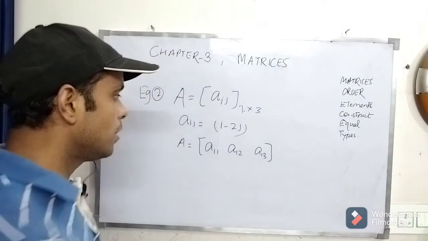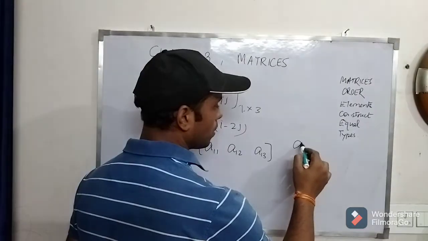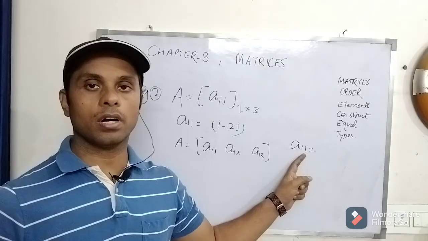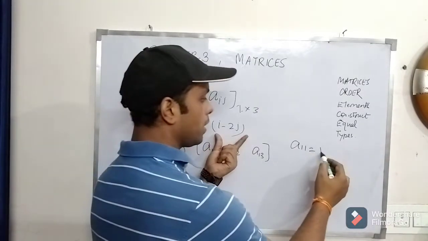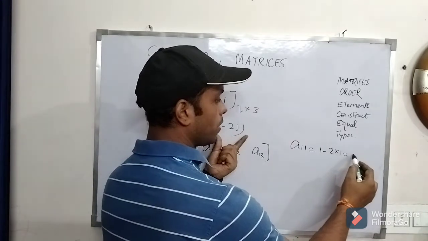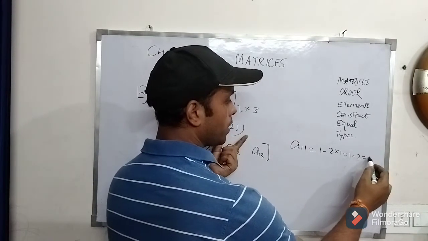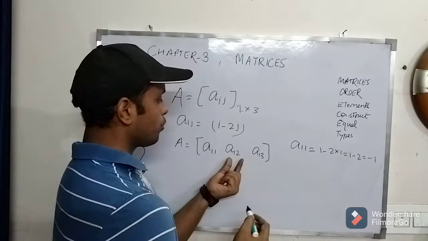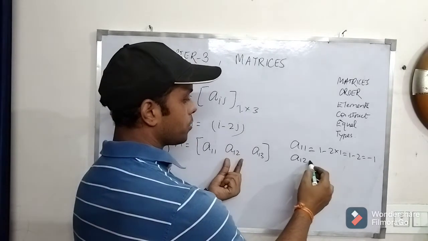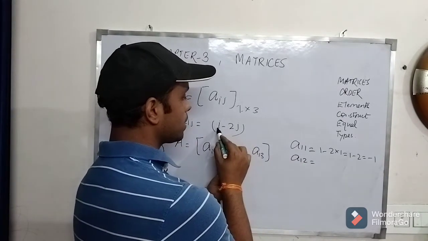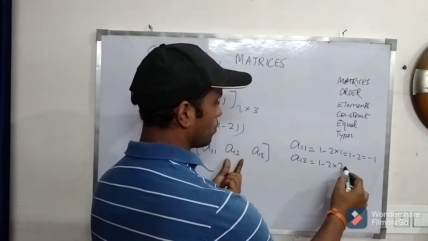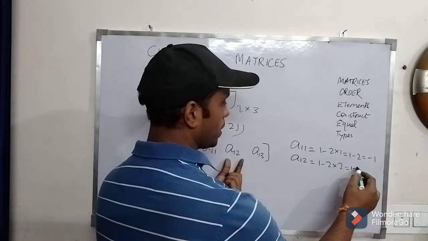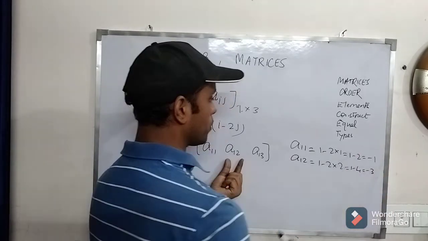It's very simple. Find a11, that means the value of i is 1 and the value of j is also 1. Just put them here. 1 minus 2 into 1, which gives 1 minus 2, which is minus 1. How to find a12? Just put 1 in place of i and 2 in place of j. So 1 minus 2 into 2, which gives 1 minus 4, which is minus 3.